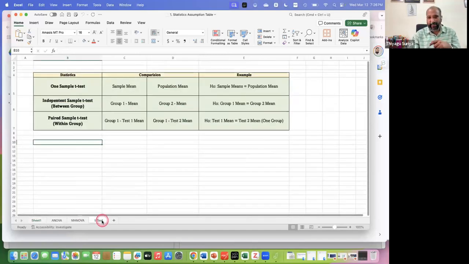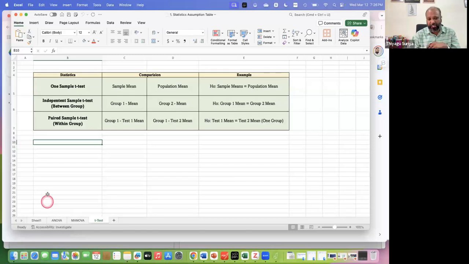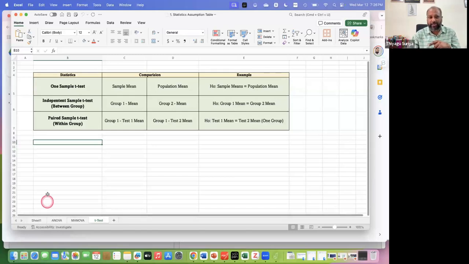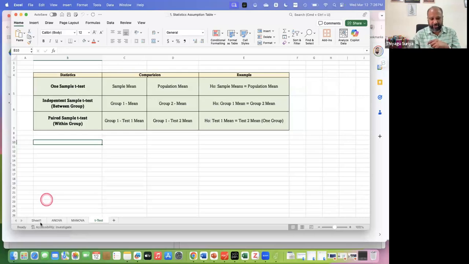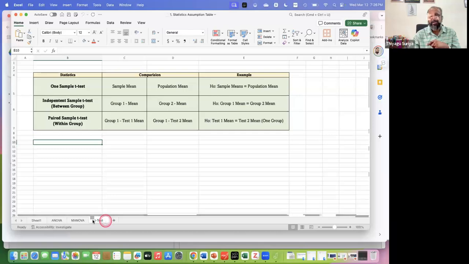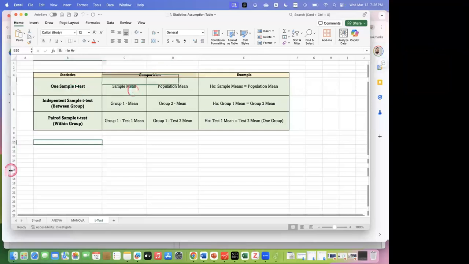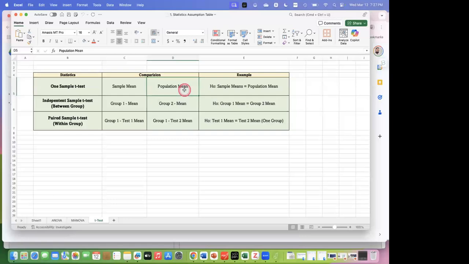And go to the t-test. The t-test I have also given. Go to the fourth sheet. So we have sheet 1, sheet 2, sheet 3, sheet 4. Go to the fourth sheet, t-test. In the t-test sheet, I already made the one-sample t-test. What is the comparison? Sample mean and population mean.